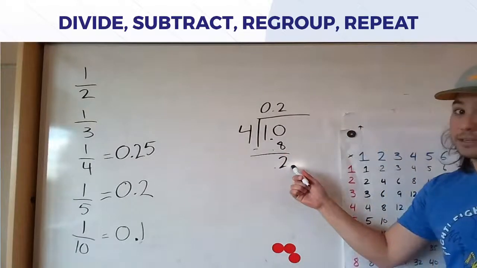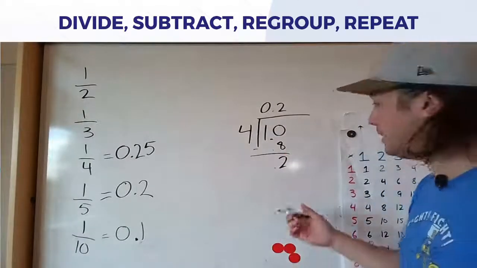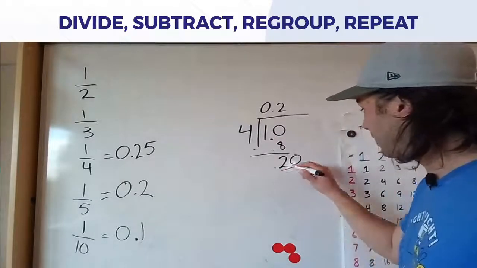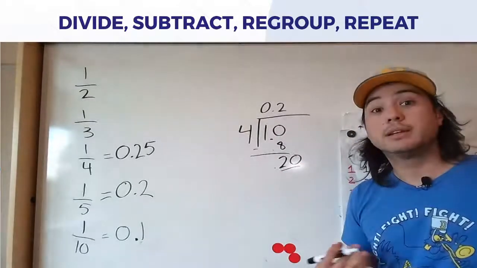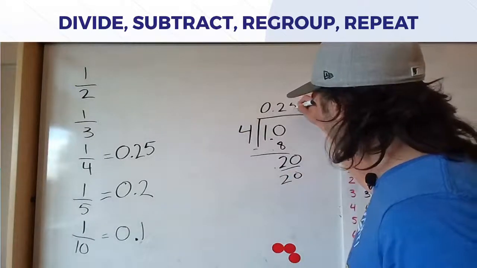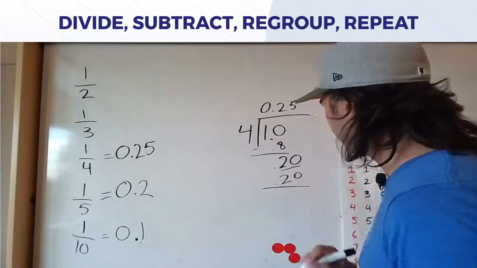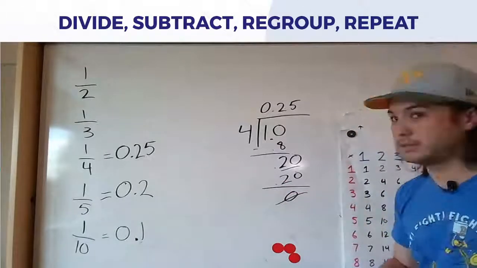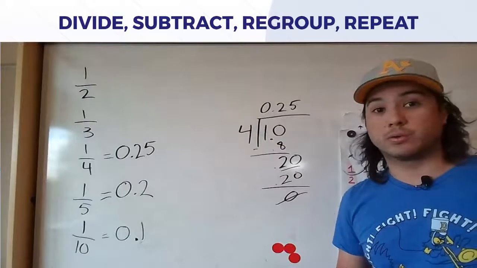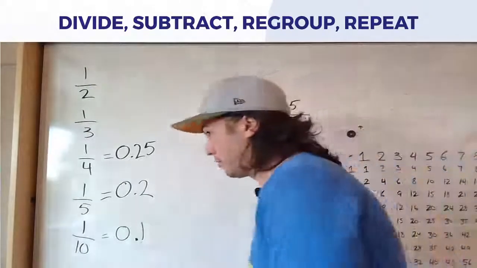We still have something here, so we've got to keep going. We're going to add another 0 in the hundredths place. Now we have 20 hundredths divided by 4. And 20 divided by 4 is 5. Okay, so there's our proof there. 1/4, 25 hundredths, or 25 cents if you're dealing with money.